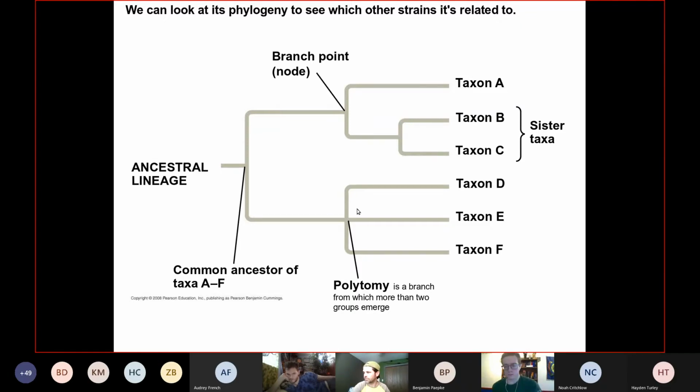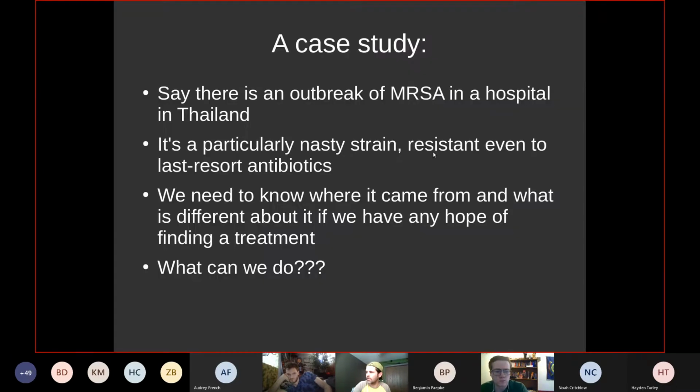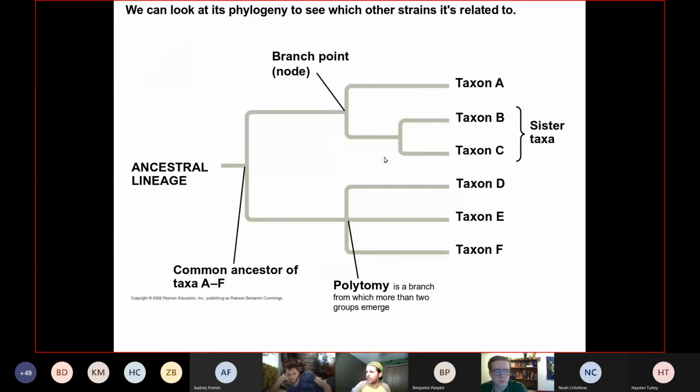Okay. How many descendants came from this branch point node common ancestor? Is it 4? 3. So everything downstream from this point, A, B, and C. How many descendants came from this ancestor? 6. 6. Great. All right, so we're starting to get the feel for this.